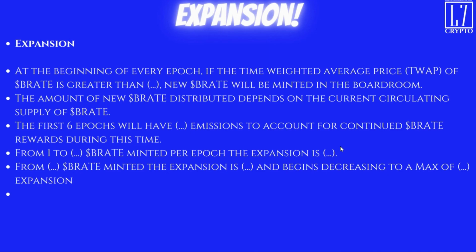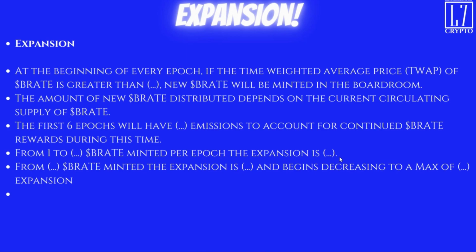Now, the first 6 epochs will have emissions to account for continued B rate rewards during this time. That's already passed, so that's neither here nor there. Then from 1 to the TWAP minted. Okay, so right now, this is the way the white paper states it: from 1 to I'm over here to be minted per epoch, the expansion is blank. I guess they're leaving this so they can add it into the white paper later. So I'm not even going to finish all of that.